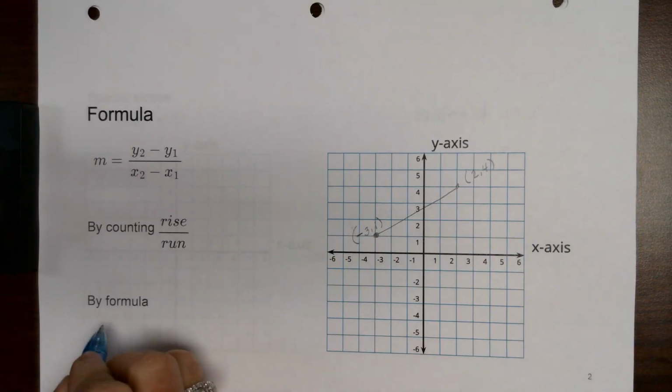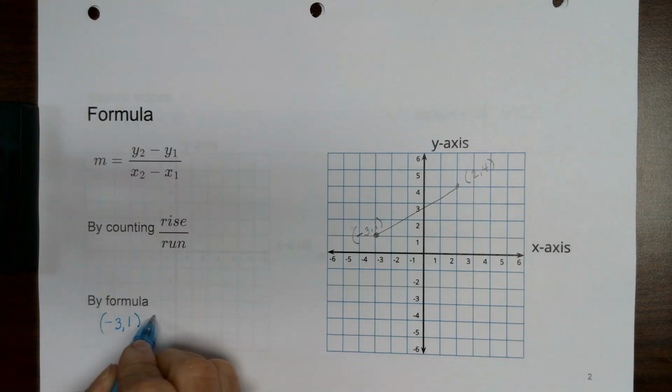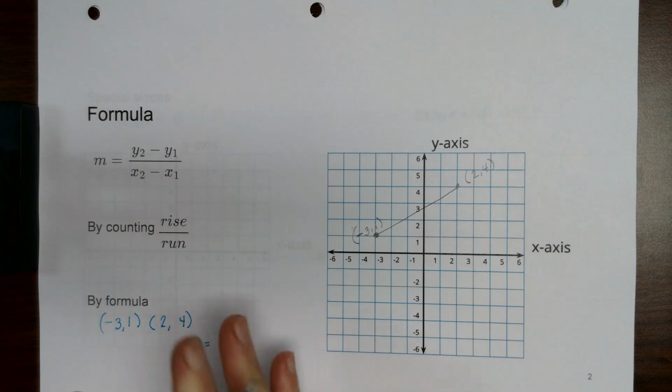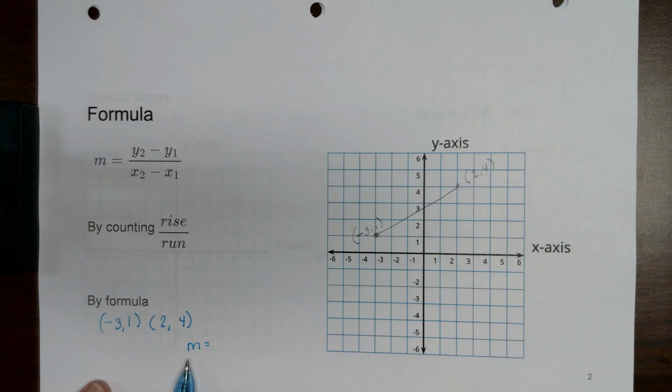So what I have is a negative 3, 1, and a 2, 4, and I'm going to plug those into the formula. Now you have to know the formula in the sense that sometimes you have to work backwards. They might give you the slope and you have to come up with one of the x's or y's.